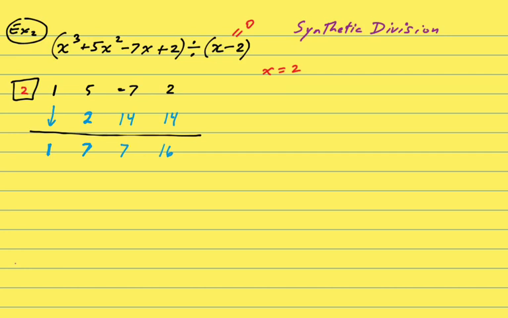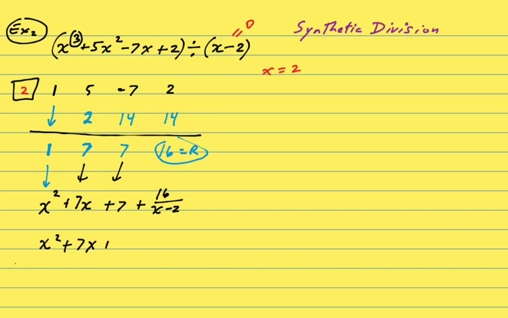Okay, so now we have this as our remainder. But the 1 here means that it's going to be 1x to the 1 less than 3, which would be 2, plus 7x plus 7 plus your remainder over your divisor. So your answer is going to be x squared plus 7x plus 7 plus your remainder of 16 over the divisor of x minus 2.